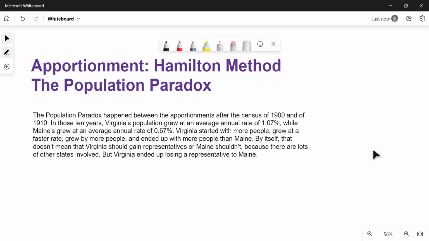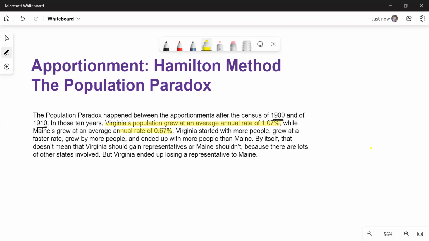Our last paradox is called the population paradox, and it also comes from the Hamilton method. So this happened after the census of 1900 and between that and 1910. In those 10 years, Virginia had kind of a population explosion. Well, I mean, kind of an explosion, right? They gained population at a rate of 1.07% annually, while Maine was having a much slower growth. They had an annual rate of just 0.67%.